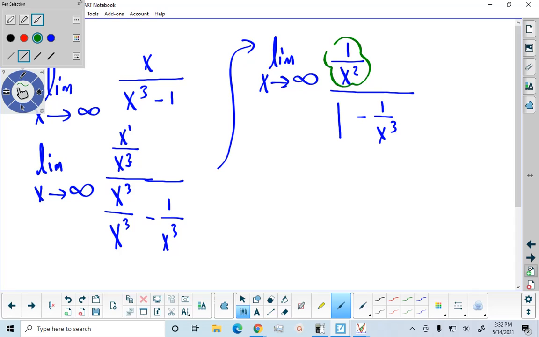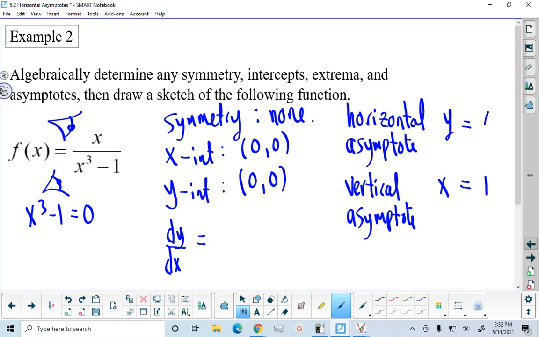at infinity, this is 0, and this is 0, which means this limit is equal to 0 over 1 minus 0, which is 0 over 1, which is 0. So y equals 0 is a horizontal asymptote. In Math 30-1, you were taught a shortcut was that if the degree on the top is smaller than the degree on the bottom, then the x-axis, which is y equals 0, is the asymptote. Now we have to find the derivative.